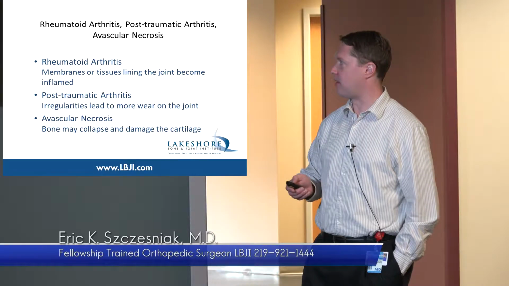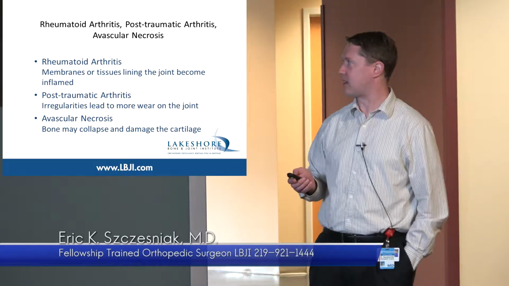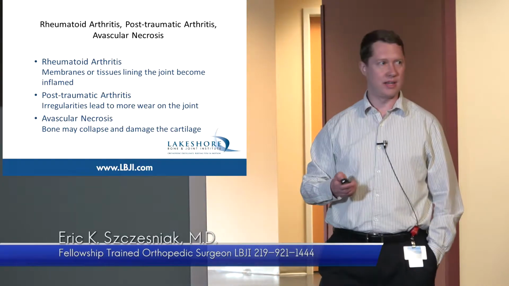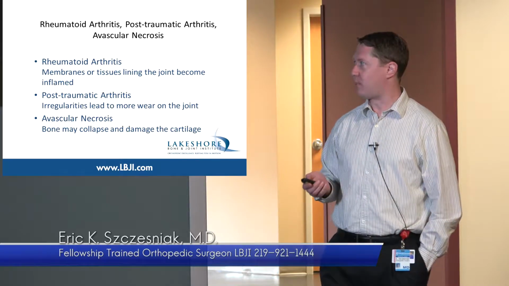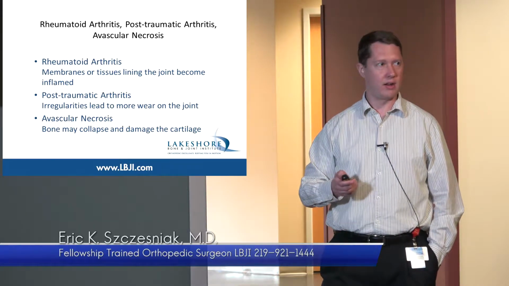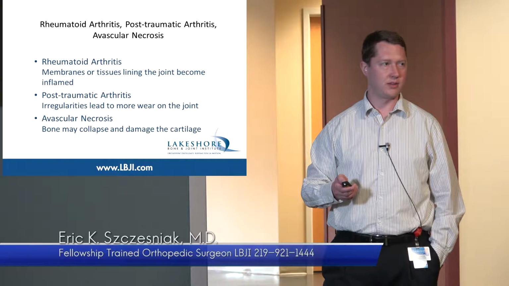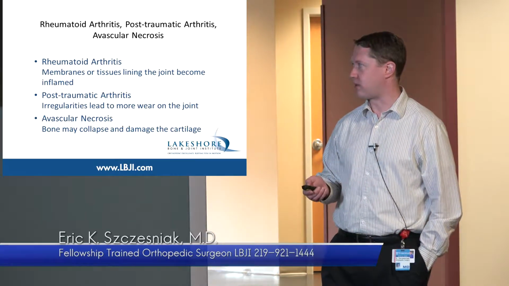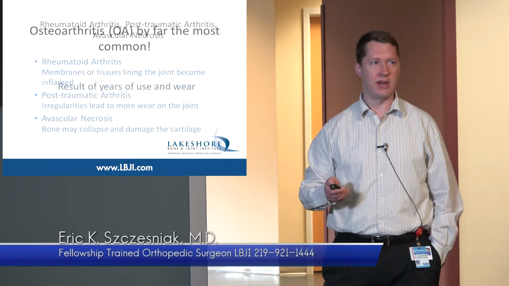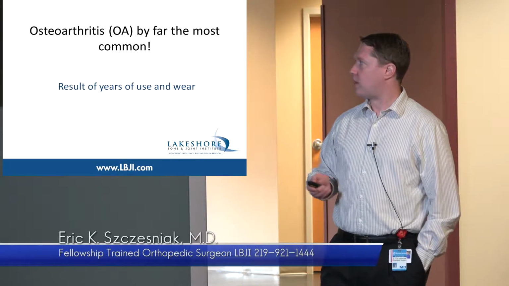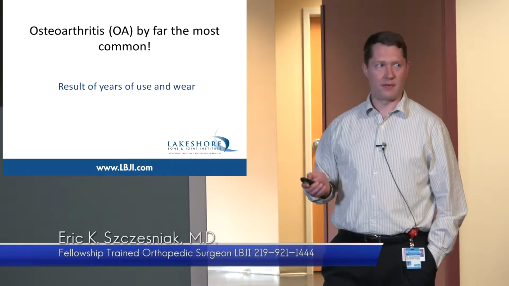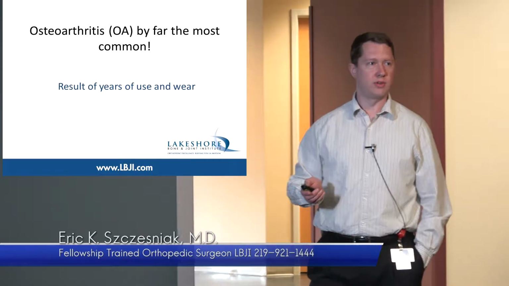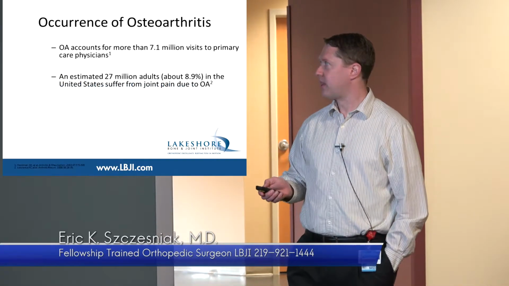This is just briefly going over it. Rheumatoid arthritis, like I mentioned, is an inflammatory arthritis, so it irritates the joint lining. With post-traumatic arthritis, the irregularities from the injury will cause roughness in the surface, and that leads to arthritis, and avascular necrosis is an insult to the foundation. So osteoarthritis, by far the most common, is the result of using your hip. It's putting miles on your hip.